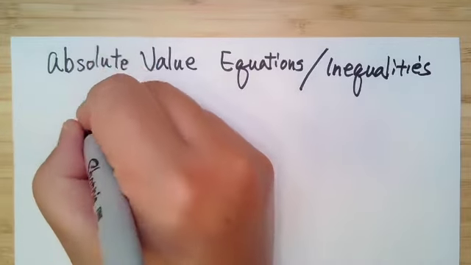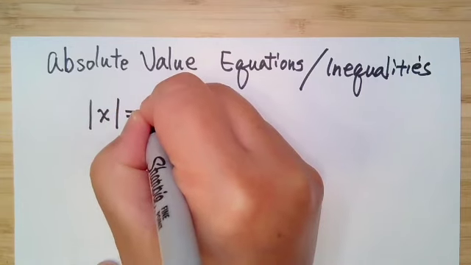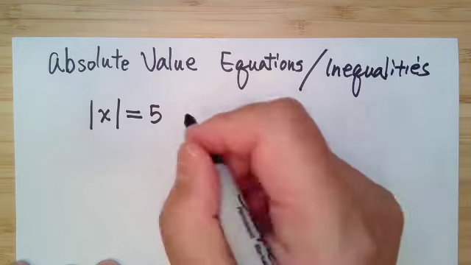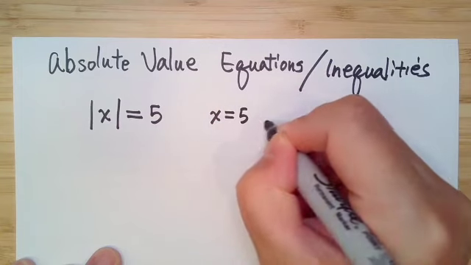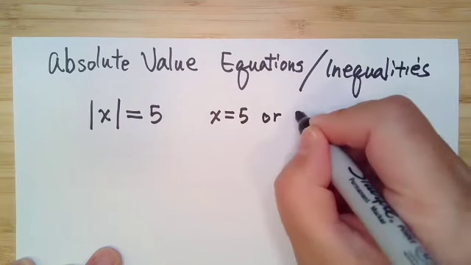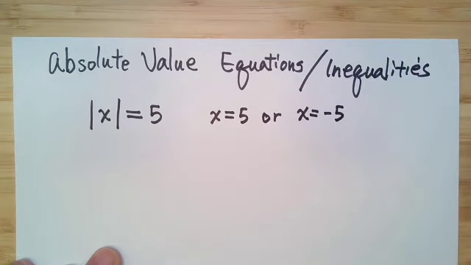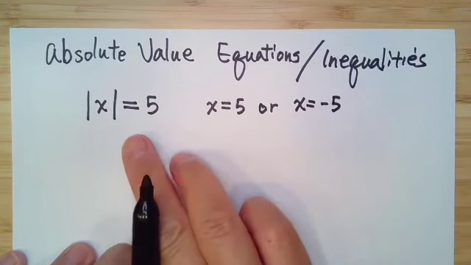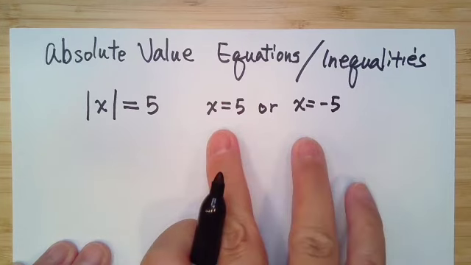What is the solution to this absolute value equation: absolute value of x equals 5? What is x? You know that x should be 5, or x equals negative 5, because positive 5 and negative 5 both have the absolute value of 5. So if you have an equation like this, you have two solutions, positive 5 and negative 5.